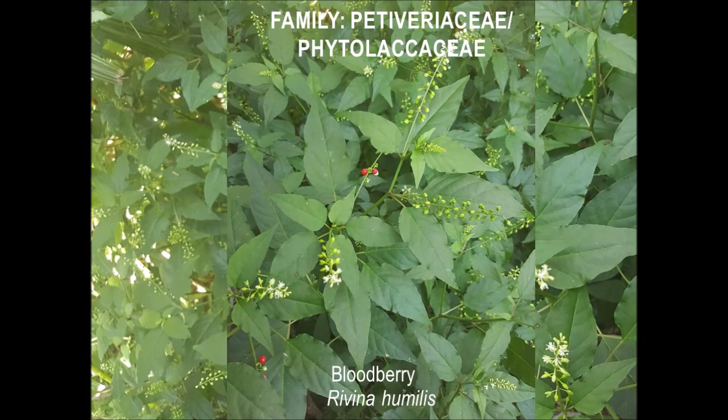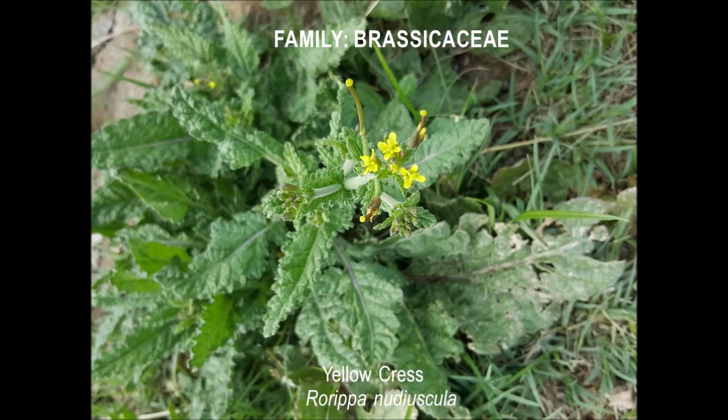Rivina humilis, the bloodberry, occurs in semi-shade areas. It's formerly of the Phytolaccaceae, which would be called the pokeweed family. It's now placed in the family Petiveriaceae. From the mustard family we have Rorippa nudiuscula, the yellow cress, one of the yellow cresses.